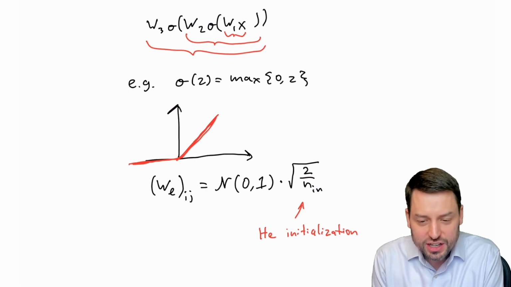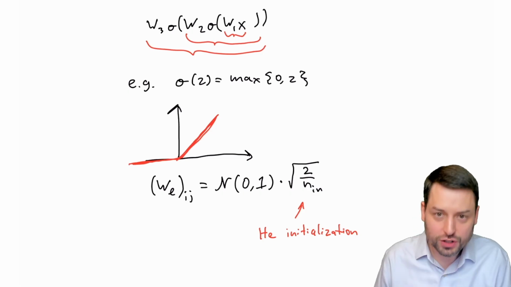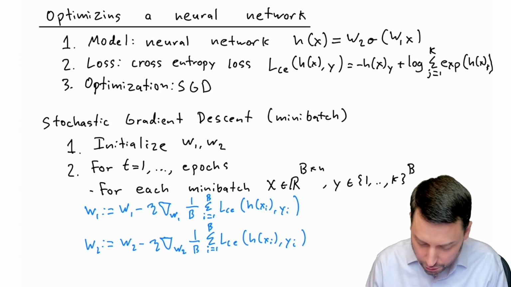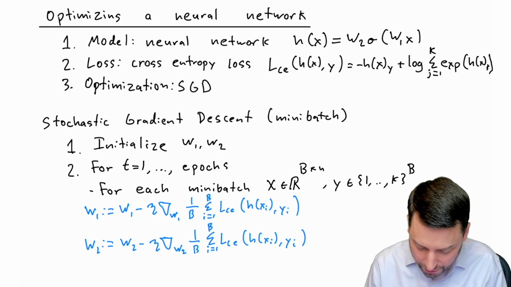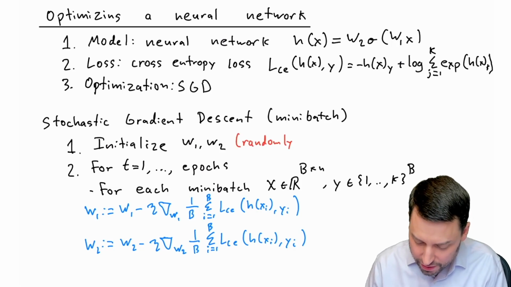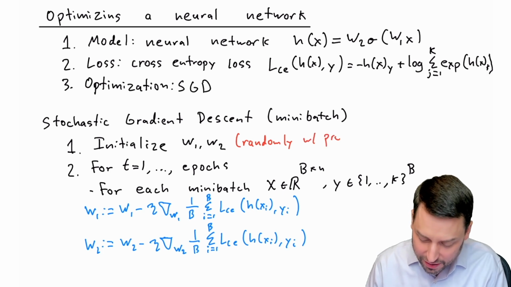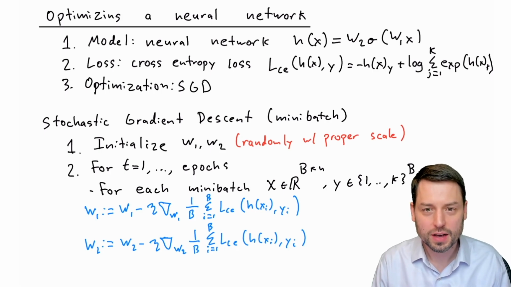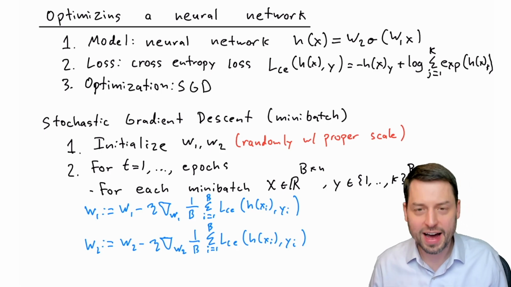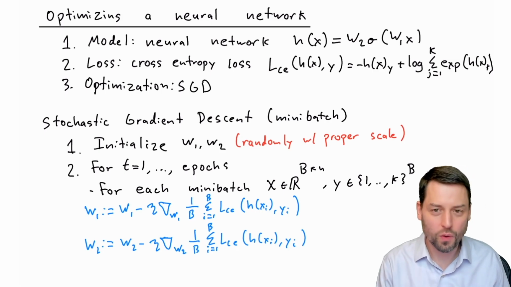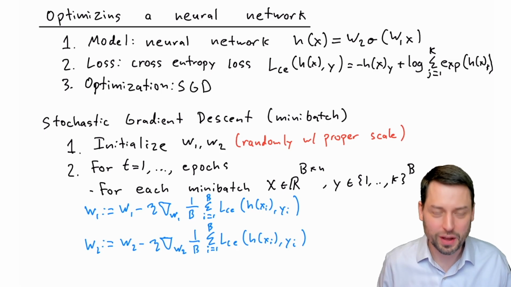All right, and that actually is it. If we now start this process, and I'll annotate this, randomly but with proper scale, then in fact this procedure all works. And that will be the way we apply stochastic gradient descent for our neural network models.